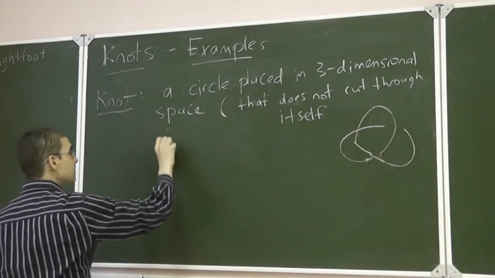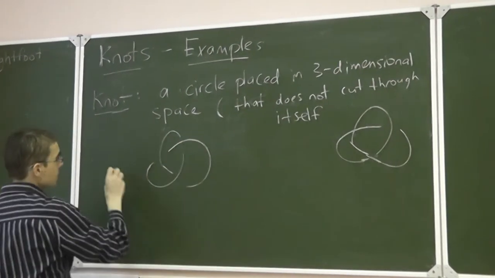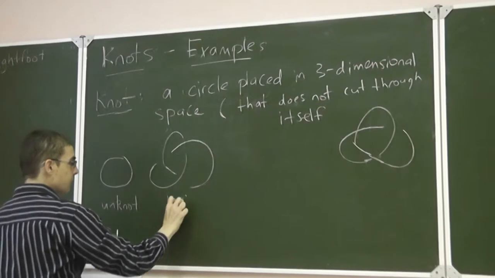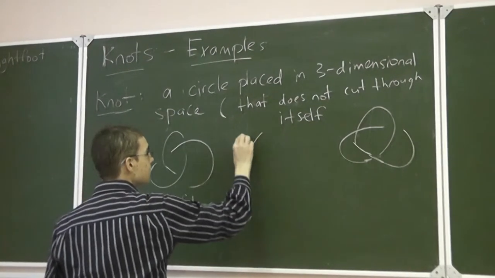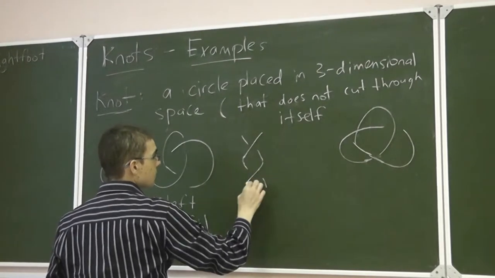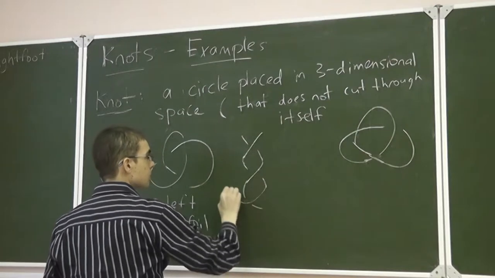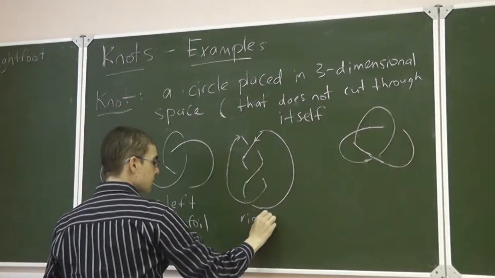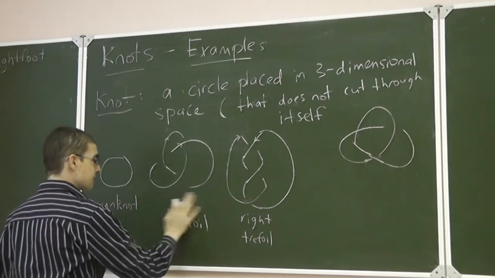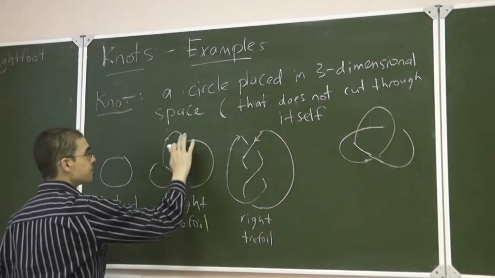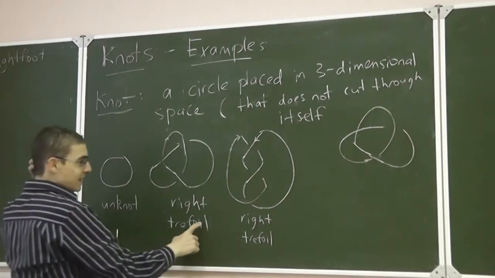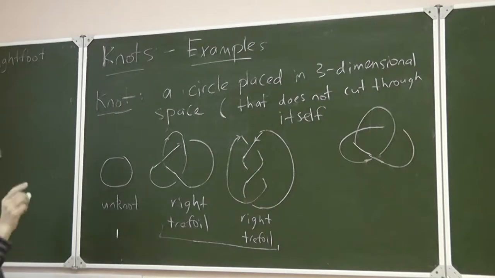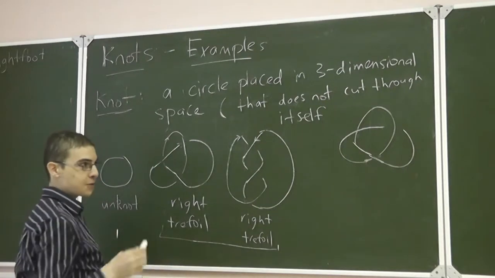This one is a trefoil. This is what we call the unknot. This is called the left trefoil. If I change the crossing, let me make them the same. It's very hard to draw knots on the board. I claim that these two knots are the same. Either I'm wrong and I've made a mistake, which you will show. Would you like to prove it?